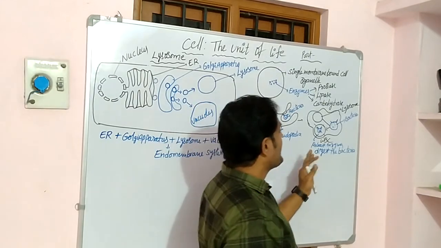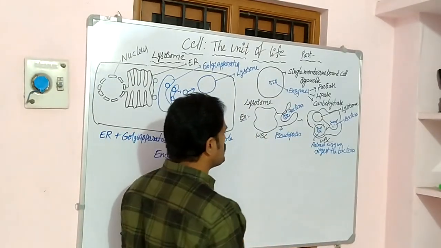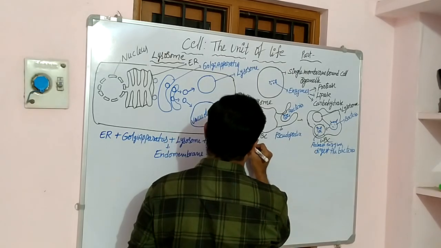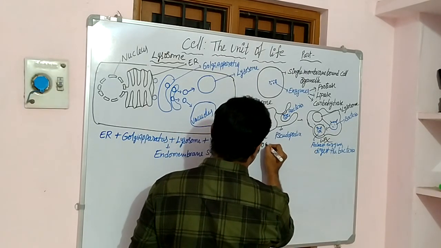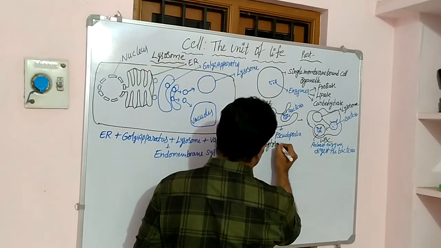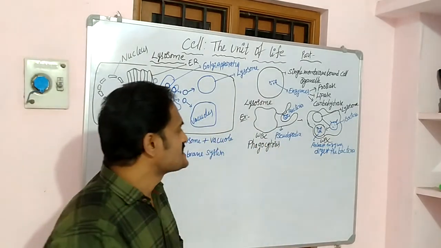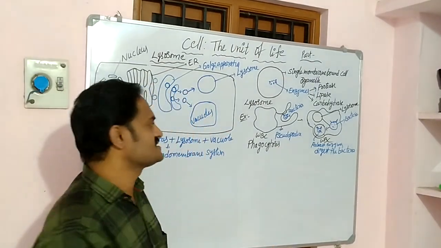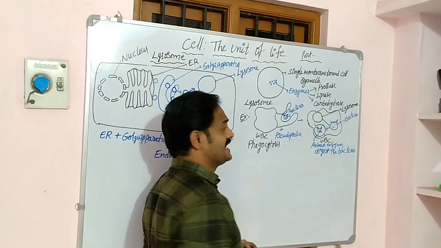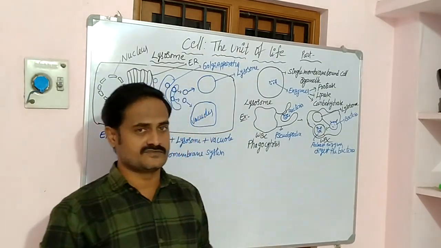This kind of process is called phagocytosis. What is the name of this process? Phagocytosis. Phago means eat, cytosis means inside of the cell. The bacteria cell is eaten by the lysosome. So this process is called phagocytosis.